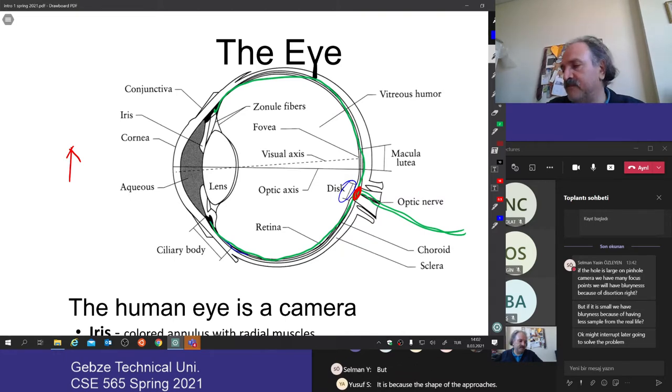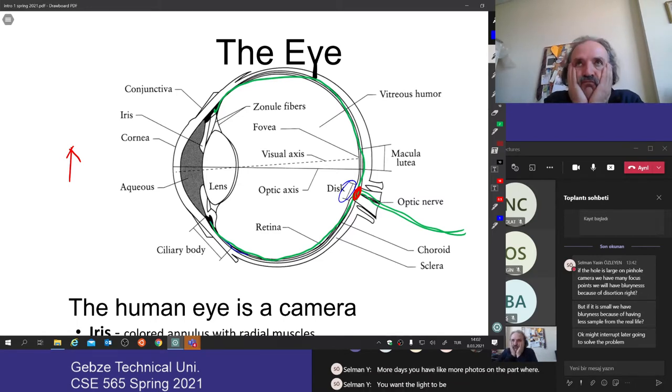Like the double slit experiment, when you have more rays, you have more photons on the part where you want the light to behave as a line, maybe. I don't know, maybe the amount of light doesn't cause blurriness. It may cause shifts in the color, intensity problems, but it is not going to cause any blurriness. Okay. The image will be sharp, but the quality might be low.